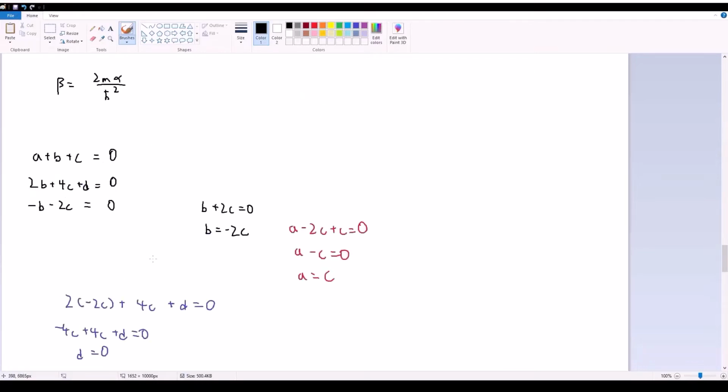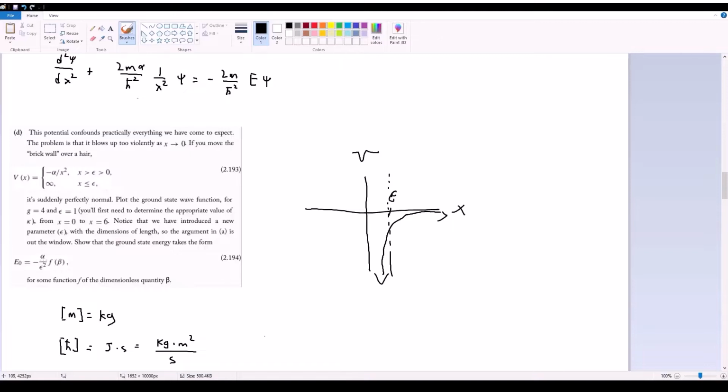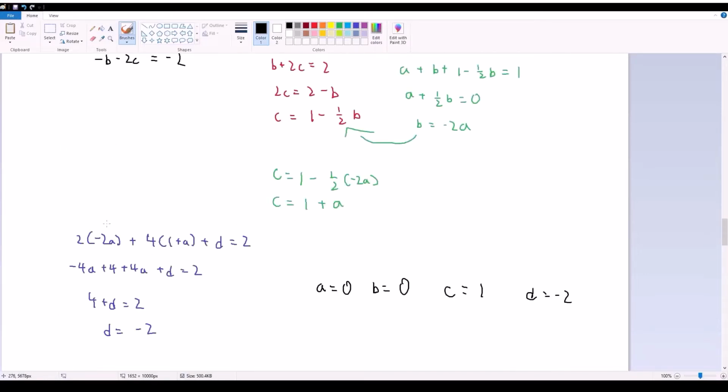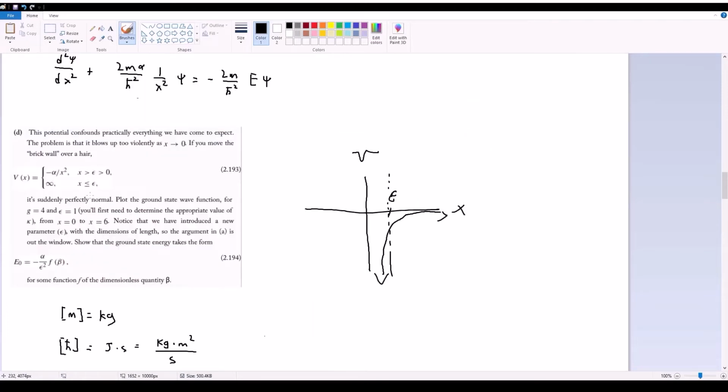Same thing. So the answer wants us to get negative alpha over epsilon squared times a function of beta. There's nothing stopping me from just adding another negative onto here. I can rewrite this as negative alpha over epsilon squared times a new function, small f, of 2M alpha over H bar squared. By adding this negative, all that changes is that the form of my function changes a little bit. But it is still a valid way of writing out the form for energy. And with that, we are done with the second part. So now let's move on to the first part, which is plotting this actual function.